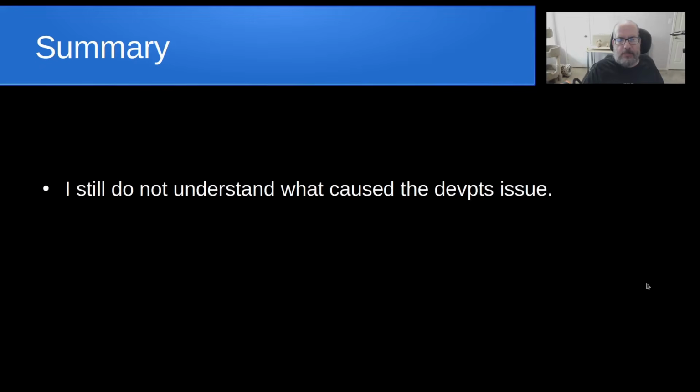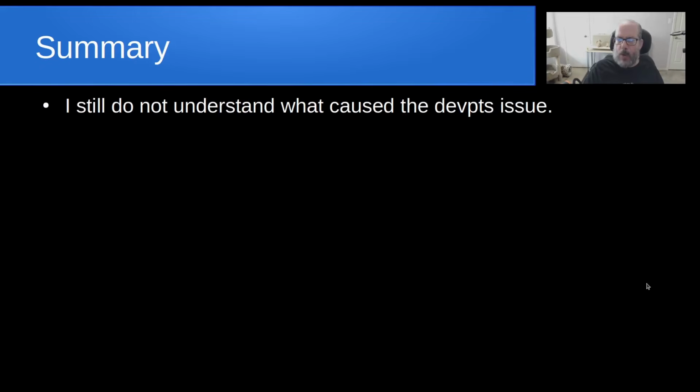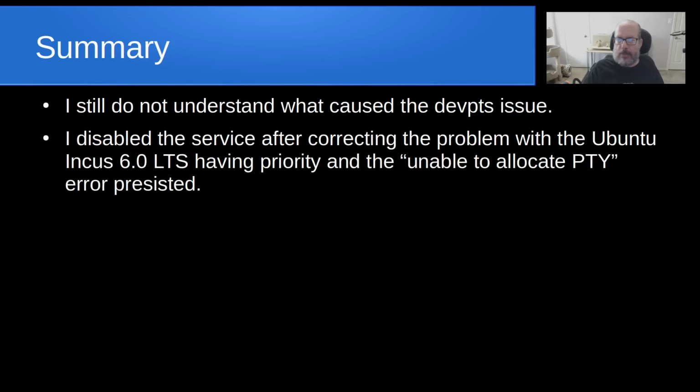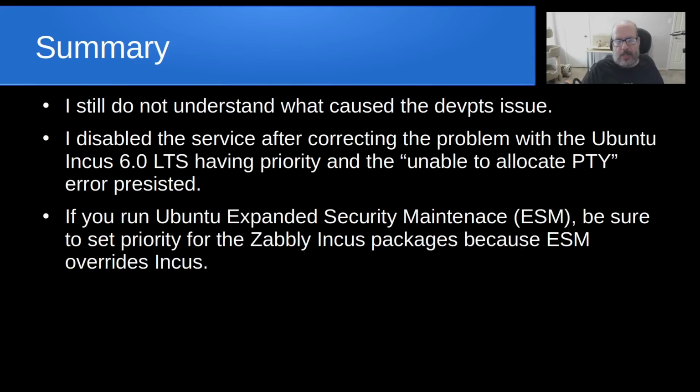So in summary, I still do not understand what caused the dev PTS issue. And I disabled the service after correcting the problem with the Ubuntu Incus 6.0 LTS having priority, and when I rebooted the system, the unable to allocate PTY error was back once again. And so if you run expanded security maintenance like I do, be sure to set the priority for the Zabbly Incus packages because ESM overrides Incus.